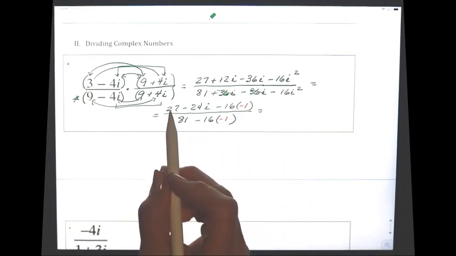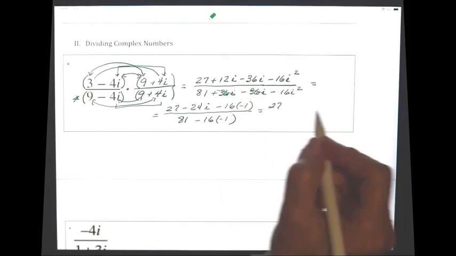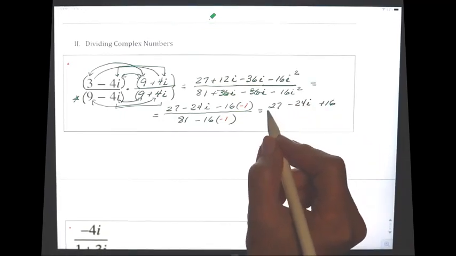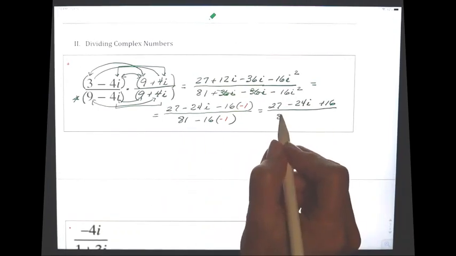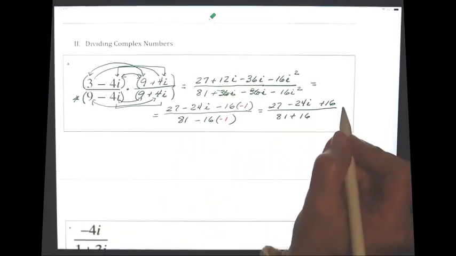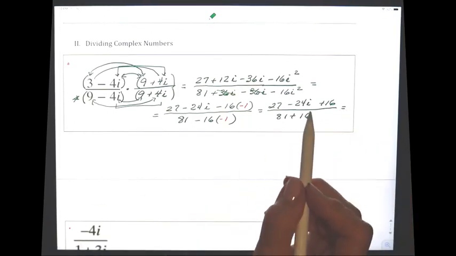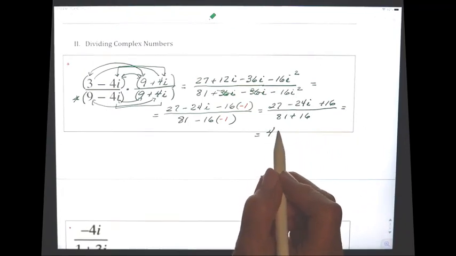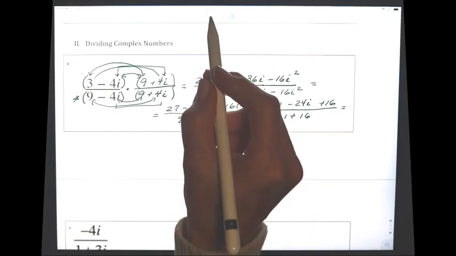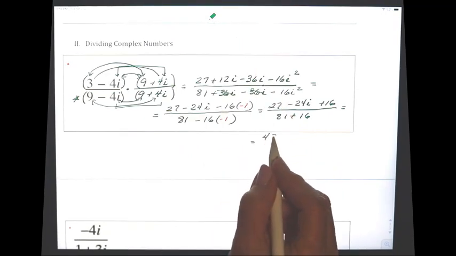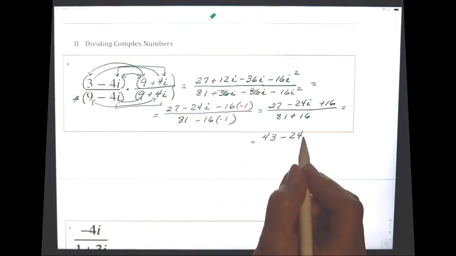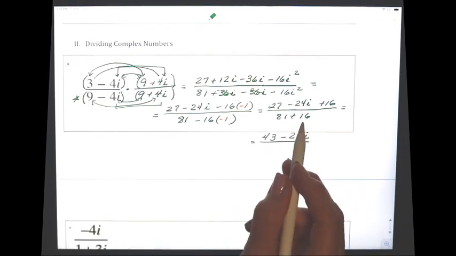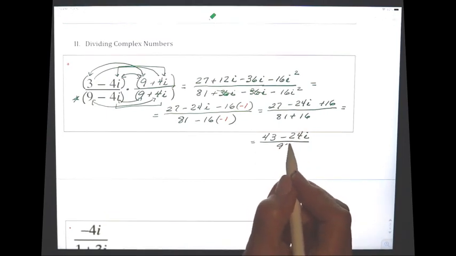So here's a 27 plus 16, and there's a minus 24i in the middle. I'm almost finished. And this is 81 plus 16. Let's see, what's 27 plus 16? I think that's 43. Let me get that off of that line so you can see it. And minus 24i, and you see me writing it again with the real part first and the imaginary part second. And I believe this is 97 on the bottom.